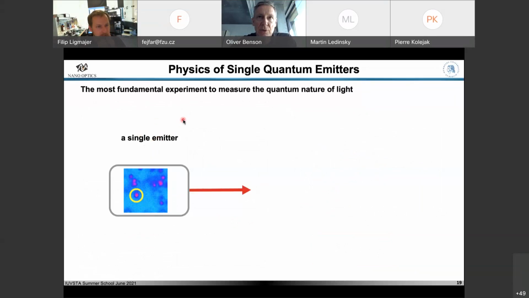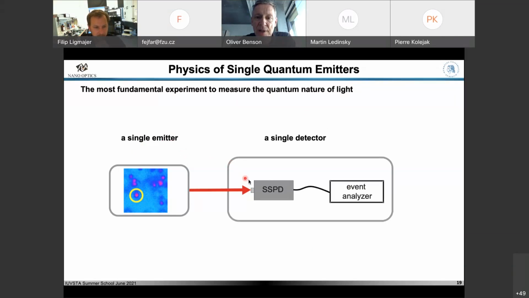What do you need to prove that light, or at least some light, cannot be described by a classical theory? So you need, first of all, a source for quantum light. So maybe a single emitter, maybe a single defect or so in a solid state material. And the second part is a single detector and an event analyzer. So you write down the time when this detector clicks. And that's all you need. So that's all you need to prove that light from this emitter is of non-classical nature.